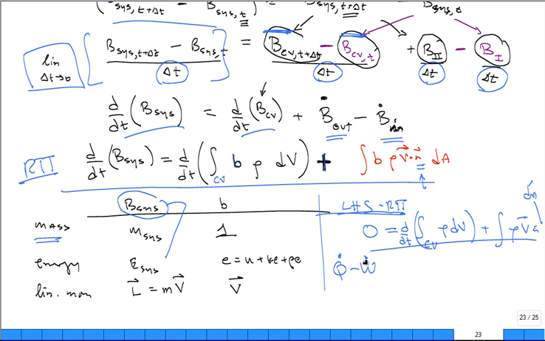Work transfer out. Equal to the time rate of change of the specific energy, rho dV, over the control volume, plus, and I'm going to run out of room again, over the control surface, specific e, rho v dot n dA. So it's the net outflow of the energy.